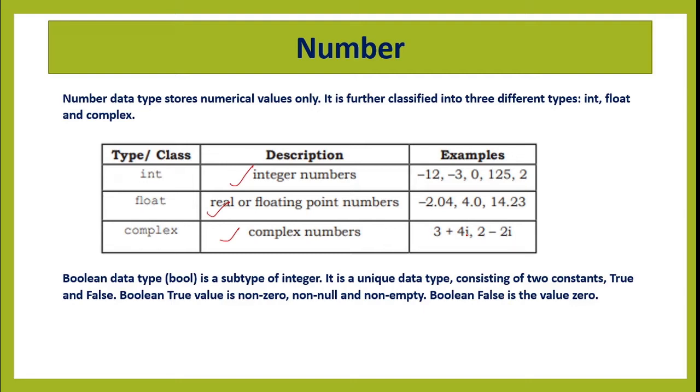I already told that the Boolean data type is the subtype of integer. The Boolean data type has 2 values only. The first one true, the second one false. The Boolean value is true if the number is non-zero. Boolean value is false if the number is 0.